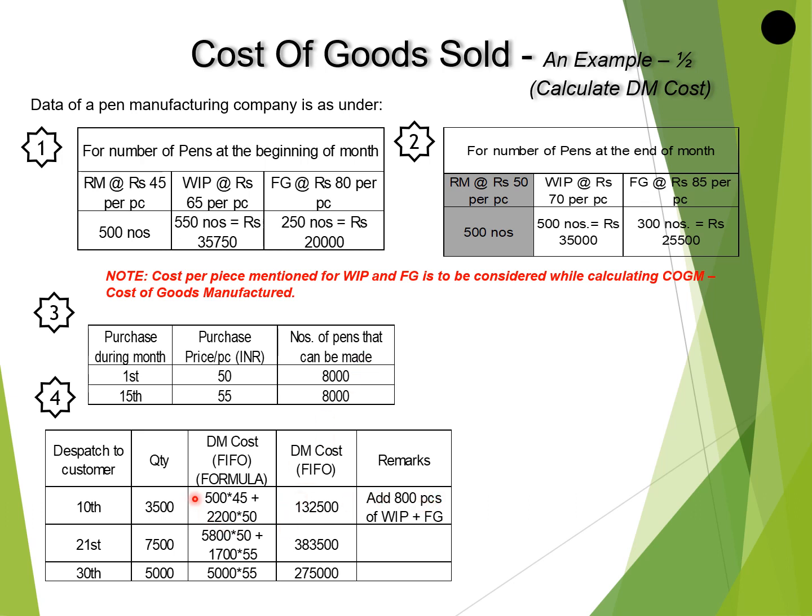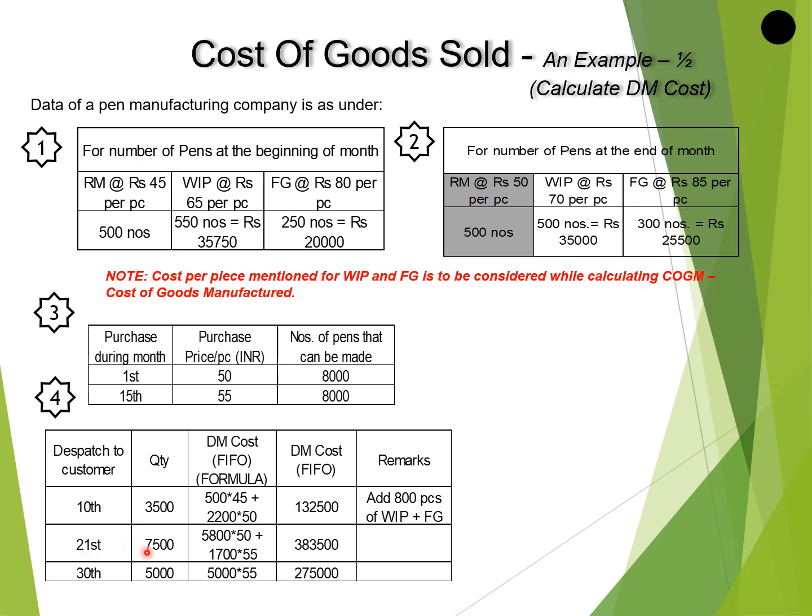800 plus 500 is 1300. We have to make dispatch of 3500. So 3500 minus 1300 is 2200. So 2200 we will take from this lot. 2200 into 550. Total will come 1,32,500. This will be the direct material cost.